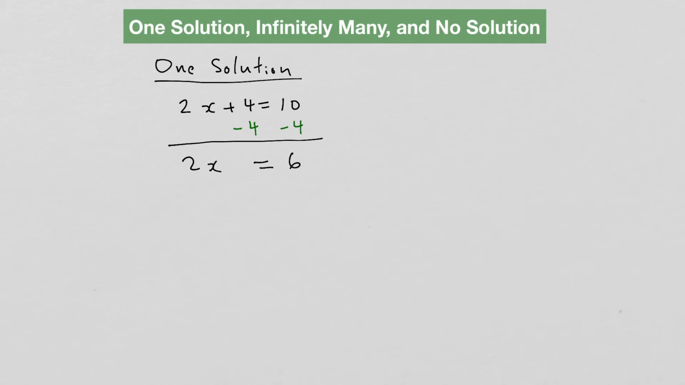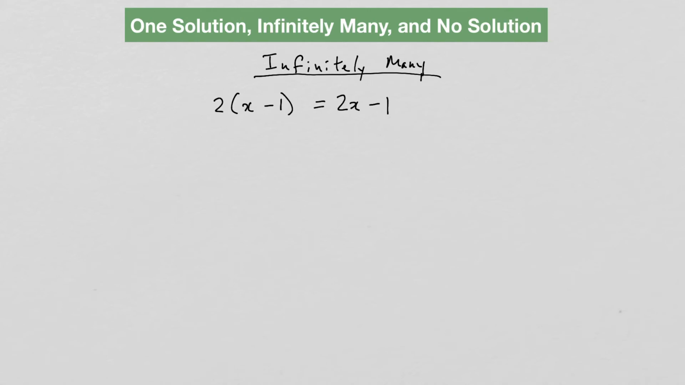Dividing both sides by 2, or multiplying by 1/2, we would get x is equal to 3. Okay, so in this example, you have one solution. So let's move on to the next one.